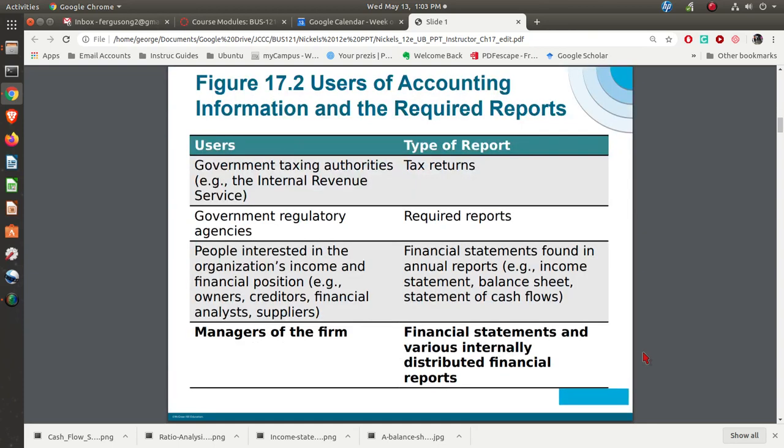The people who are using the accounting information, first of all, the government with your tax returns, various agencies with the reports that you may have as far as what are you doing as far as pollution, things like this. People who may be interested in investing in the organization, and managers of the firm. What they're doing is they're figuring out, okay, based on the financial statements that we have, what are the decisions that we need to make going forward?